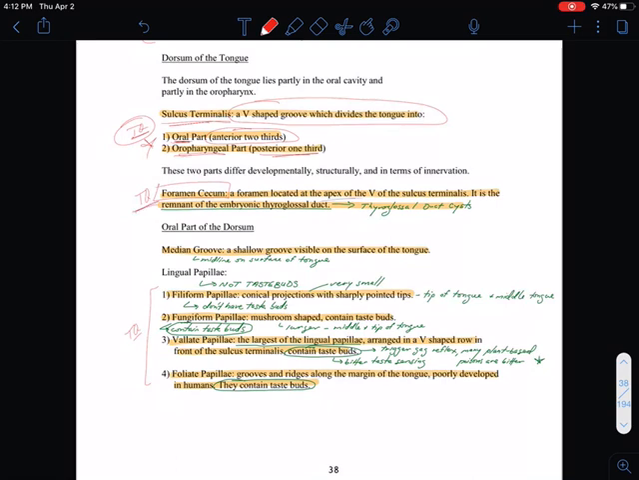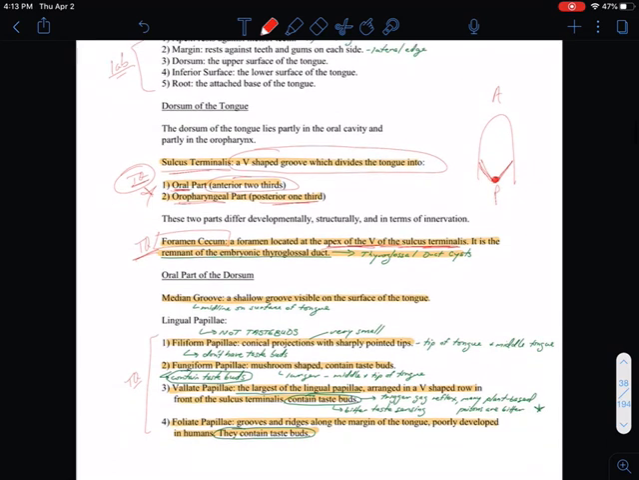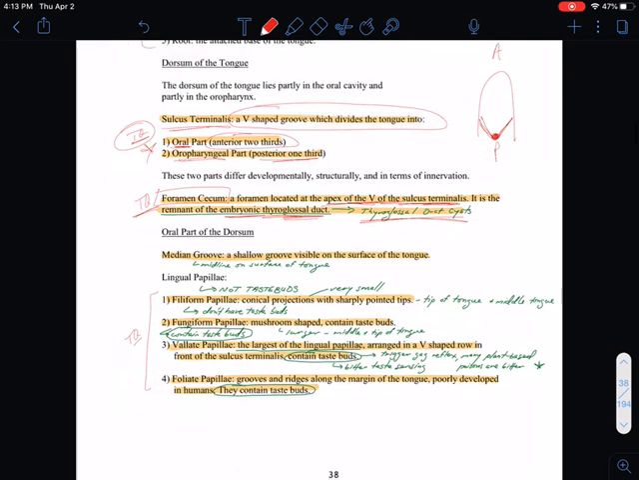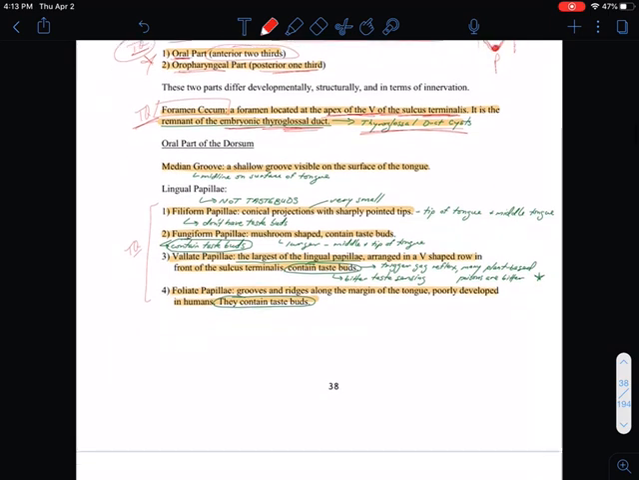Next, we have our foramen cecum, which was a test question for us. That's the foramen located at the apex of the V on the sulcus terminalis. If this is your tongue, that's the anterior part, this is your posterior part. That's sulcus terminalis right in the back. So right at the apex, where this red dot is, that's where that foramen cecum is going to be located. Main thing about this guy, it is the remnant of the embryonic thyroglossal duct. It is where you will see thyroglossal duct cysts. So for exam purposes, know the foramen cecum is the remnant of the embryonic thyroglossal duct.